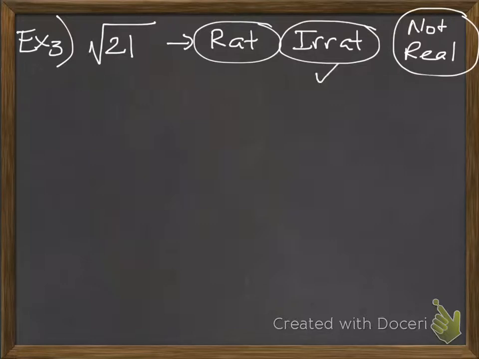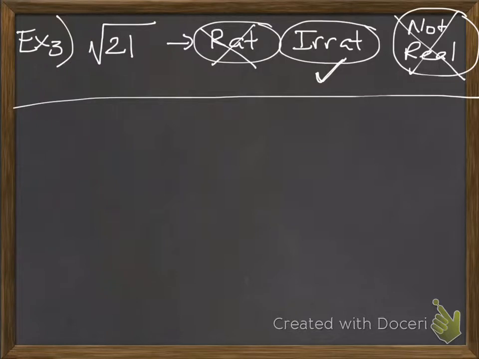So it's got to be this one. It can't be a rational number because it's a decimal that goes on forever, so you can never figure out what that last digit is to turn it into a fraction. So it's not a rational number, so it's called an irrational number. And since it's part of the irrational numbers, then it is a real number, so it's definitely not a not real number. Alright, so that's how you would do that. It's an irrational number.